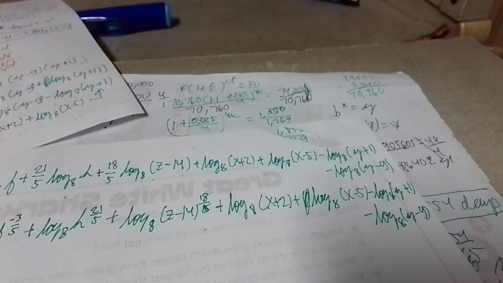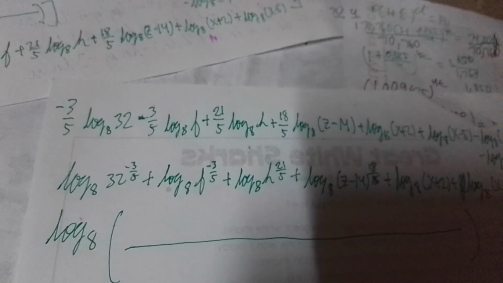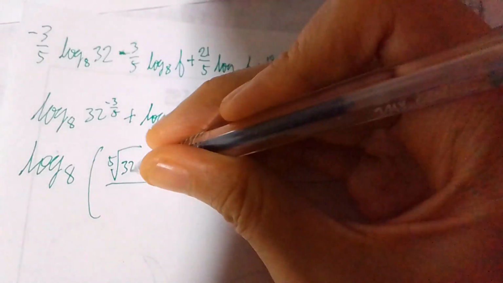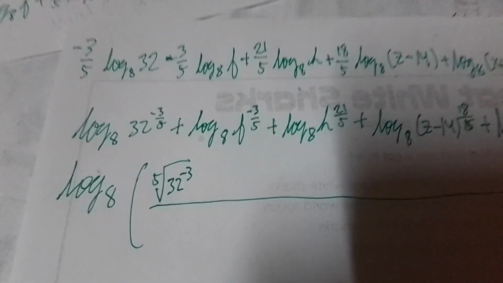Now, we need to write that in one simple log. So, let's write it this way. Remember we have log base 8 and then we have this big fraction, para we can write all our answers here. What's in the numerator? 32 that's being raised to the negative 3/5 power. Because they all have the same denominator, we can put this in the 5th root. So therefore, this is going to be the 5th root of 32 raised to the negative 3. Very good. That's correct.